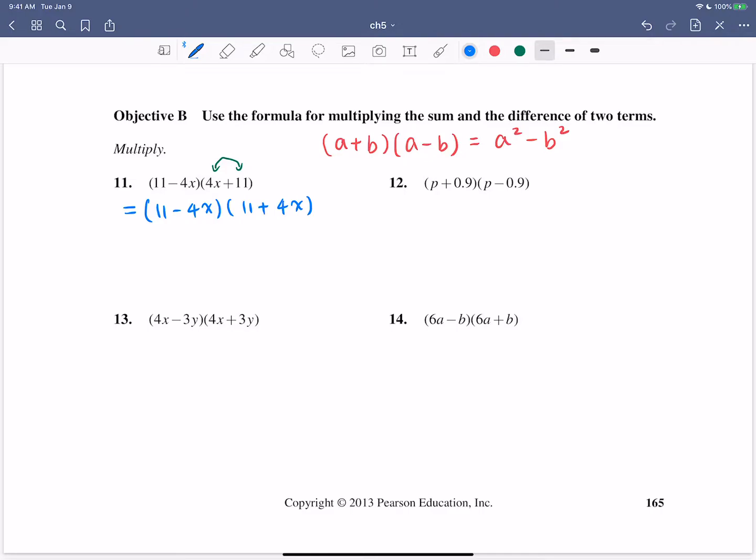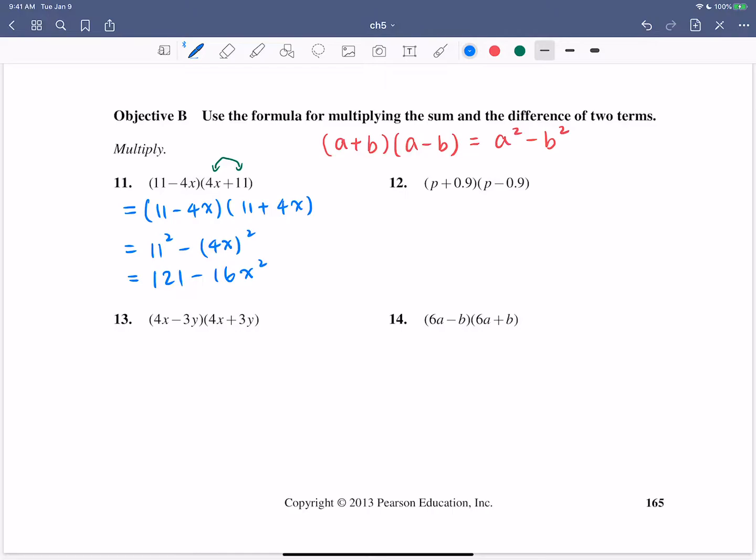But by commutative property of multiplication, it doesn't matter. Therefore, we can apply the formula. It's simply a squared minus b squared. A is 11, so it's 11 squared, minus b squared. B is 4x squared. Now let's simplify this. 11 squared is 121. 4x squared, that's negative 16x squared.